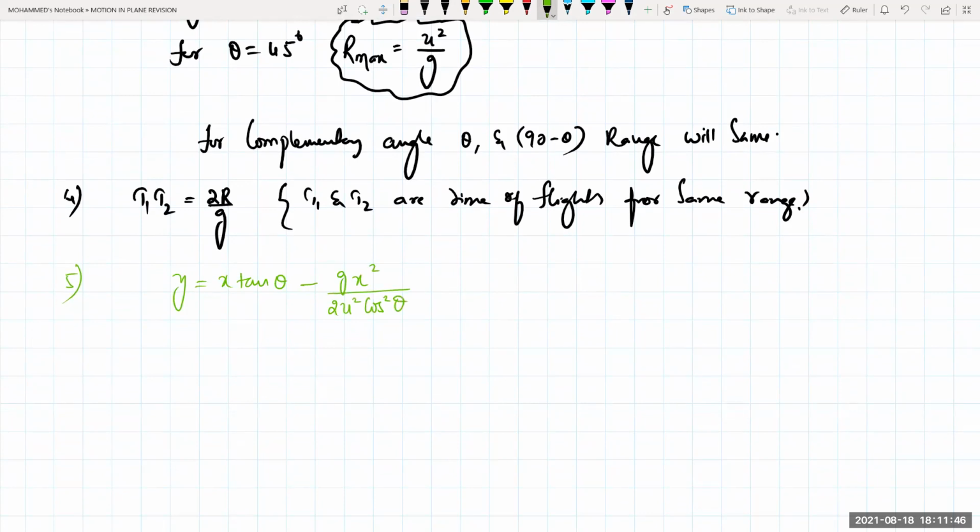Okay? These are at least the formulas you should always run in your mind whenever you do the chapter motion in plane. These are the basic formulas you should always run in your mind. And this is the backbone formula for motion in plane: y is equal to x into tan theta minus g into x square divided by 2u square into cos square theta.